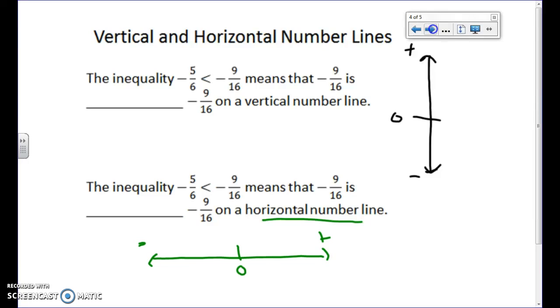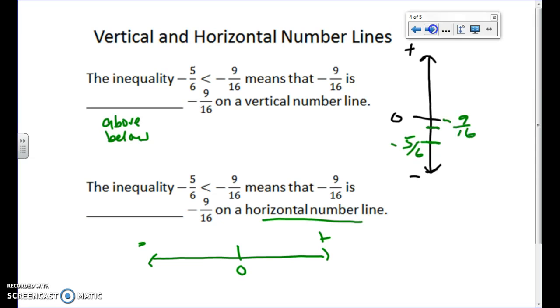Okay, so when I'm comparing these, let's just take a look here. The inequality -5/6 is less than -9/16, meaning that -9/16 is blank on a vertical number line. Okay, so our two choices would be it is either above or below. It's got to be one of those two choices on a vertical number line. So let's think about this. -5/6, if it's less than -9/16, then -5/6 must be farther down from 0. So that must be -5/6, and that must be -9/16.